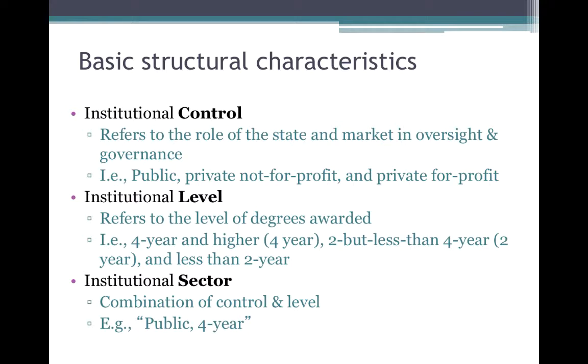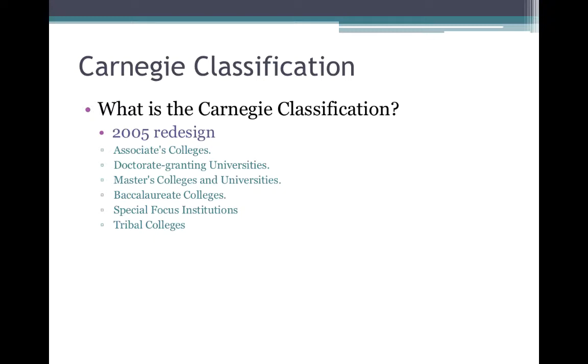So when we say Arizona State University is a public 4-year institution, that refers to ASU's institutional sector. Another structural characteristic that is very particular to U.S. higher education is the Carnegie Classification. You read about the Carnegie Classification in the McCormick article that was published in Change magazine a few years ago about the redesign in 2005, as well as some of the history and context behind that classification. And also, part of the assigned activity for this module will involve learning and working with the Carnegie Classification further.